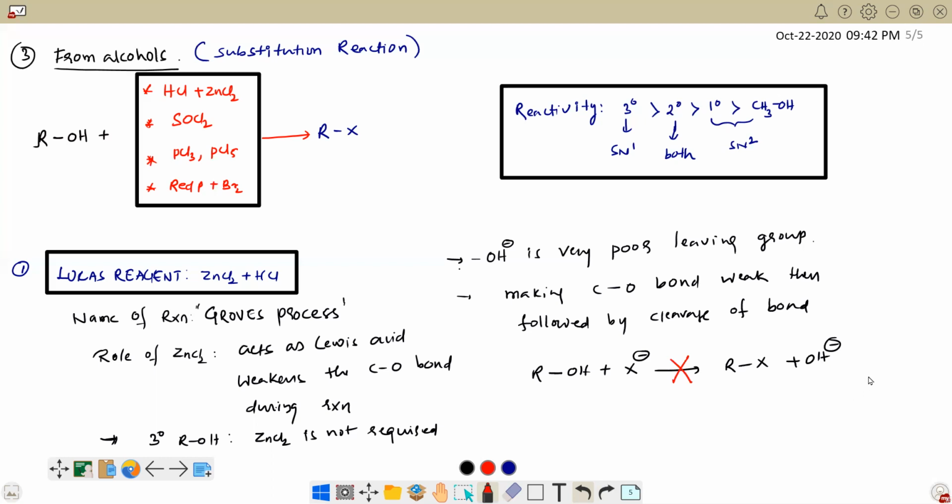Understood? Can you tell the reason why it is so? Why does it not happen? But the reverse reaction may happen. That means this OH can displace X, but this reaction is not favored. The reason is that OH is a poor leaving group and the C-O bond is quite strong. The CO bond is the stronger bond, and the CX bond is weaker. Understood?